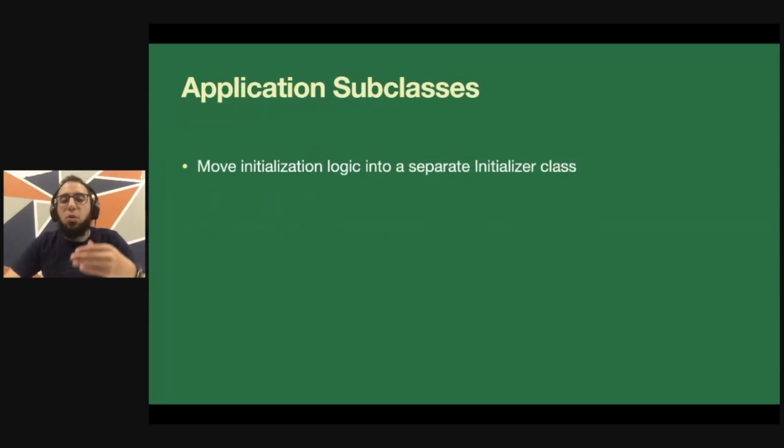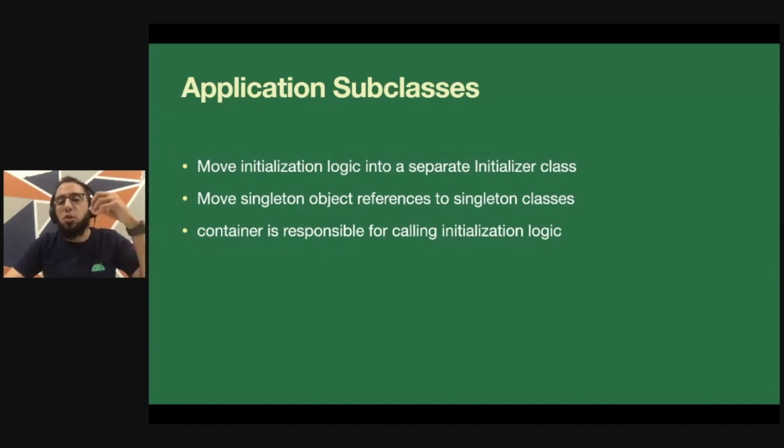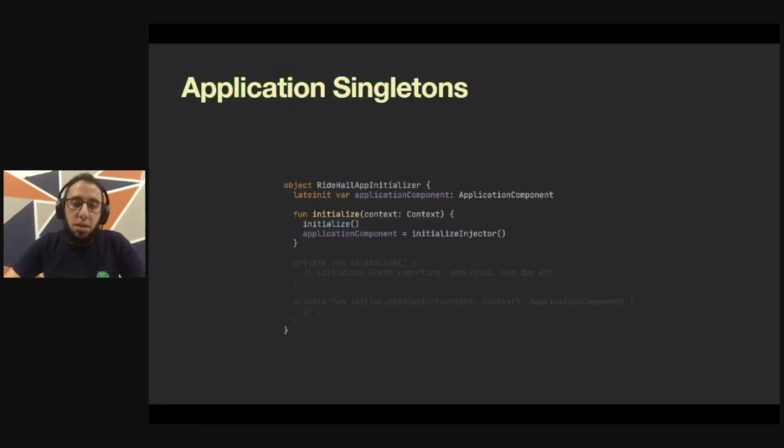So we can move the initialization logic into a separate initializer class that we say, hey, initialization lives here. And we can replace the fields that were long living inside of the application class to be singletons within singleton classes. And we make the container responsible for actually calling the initializers to make sure that each mini app is initialized. So it can look something like this, where we created a ride-hailing initializer, just a Kotlin object, and we call initialize as usual, and we set our application component to whatever our tree becomes.